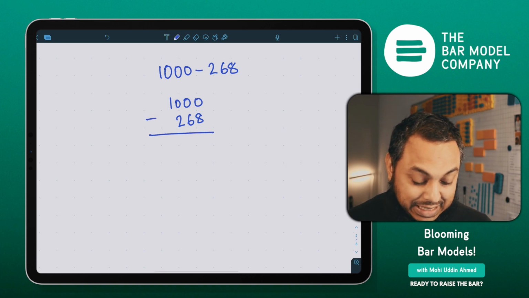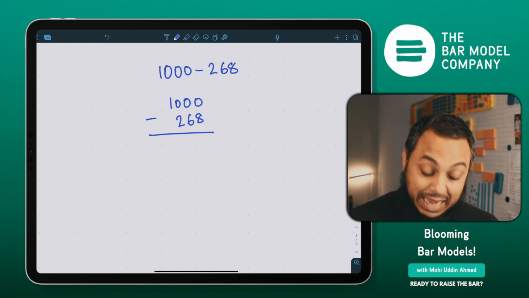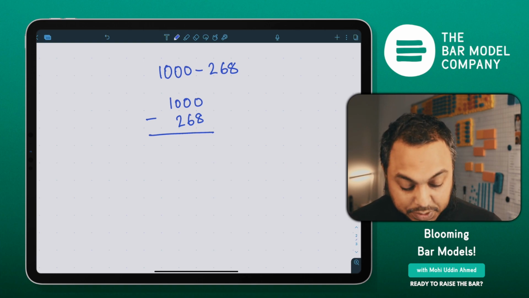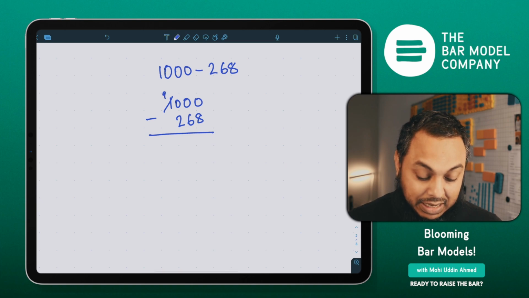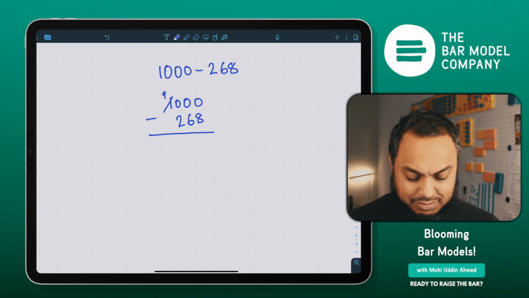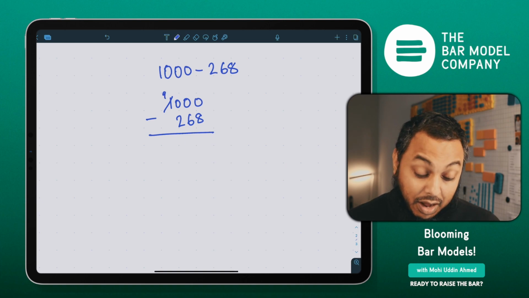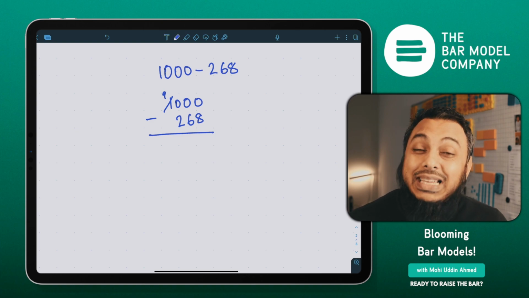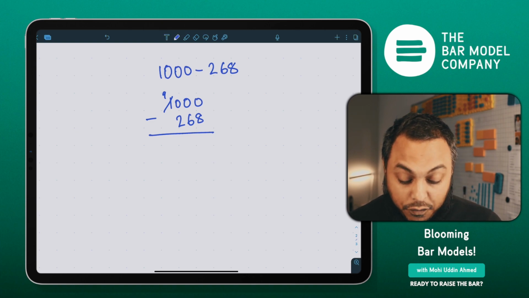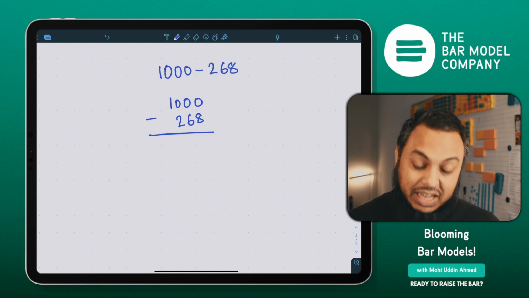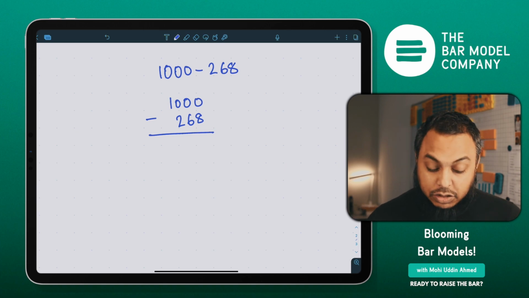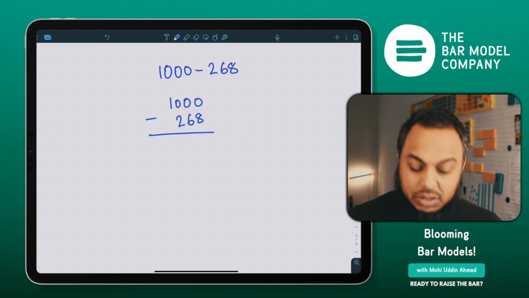So if we're subtracting here, we know we can't subtract 8, 6, or 2 from 0. So typically what happens is that becomes 9. That becomes, is that 9? Is that right? That's not right, is it? That can't be 9. So we can see children make these mistakes, that they get confused when it comes to 1,000 take away any number less than 1,000. And so there are a lot of possibilities of mistakes.